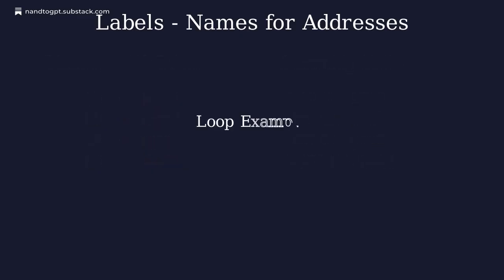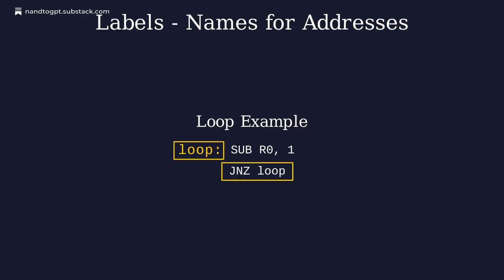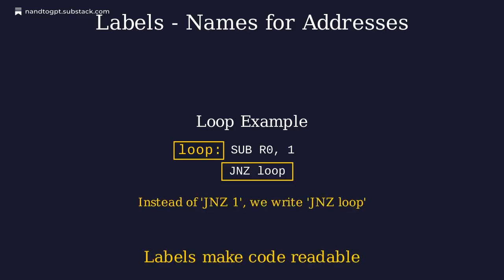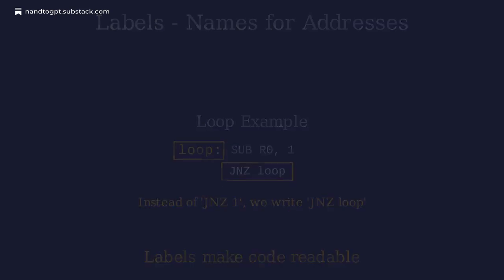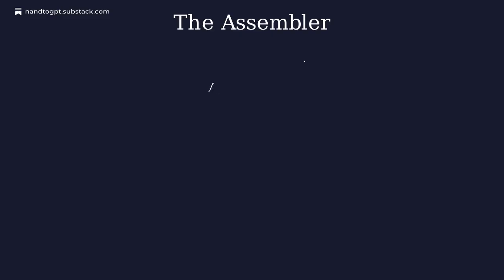Labels aren't just for data, they work for code addresses too. Instead of jump to address 1, we write jump to loop. The label marks a spot in memory. We can reference it by name. But the CPU still only understands binary. Someone has to translate. That someone is the assembler, a program that converts assembly to machine code.